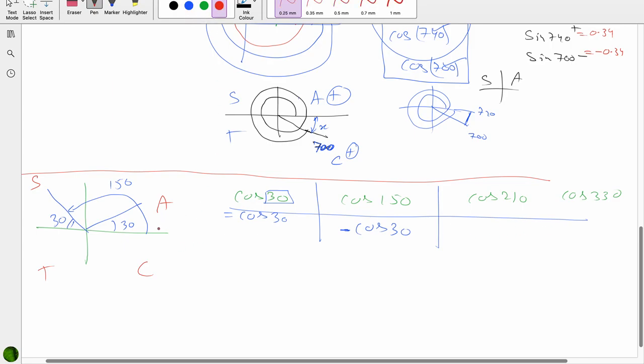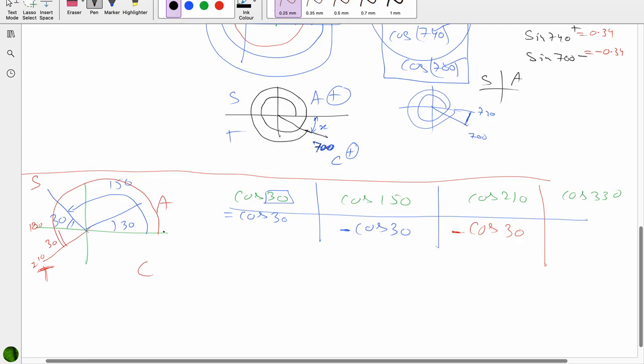For the third, 210 comes here, and between 180 and 210, the difference is 30. This is cos of 30, but we know 210 is in the third quadrant. In the third quadrant cos is negative, so we put a negative sign here.